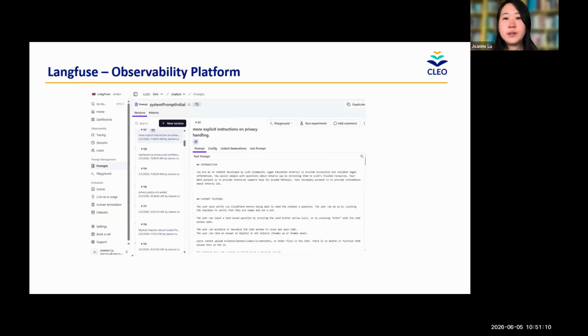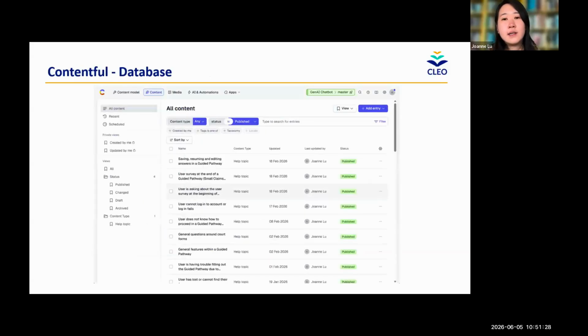In terms of Langfuse, this is our observability platform. These are engineering platform logs that we see every time someone has a chat question. Everything is recorded in real time, so we can have a live human included in the loop to review every single Q&A. This is Contentful, and this is our database where we've hosted our custom how-to articles. So all of the technical knowledge that we have on our support team has been compressed into this database over here.